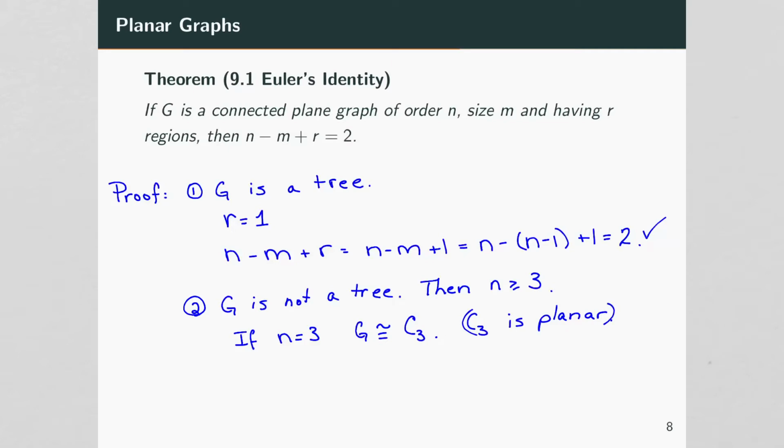If we think about C3, the number of vertices is 3, the number of edges is 3, and the number of regions is 2. So n minus m plus r is equal to 2. So that definitely works for n equals 3. The reason I separated out that case is because the rest we can prove by induction. So what we have here is the base case for induction.